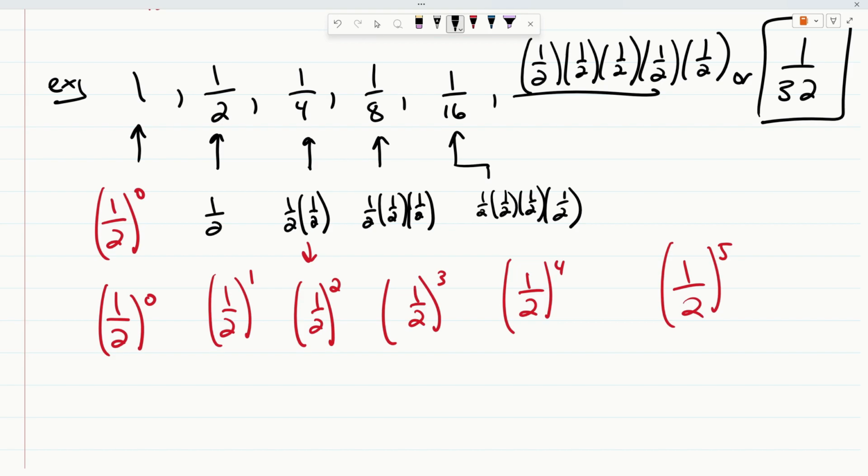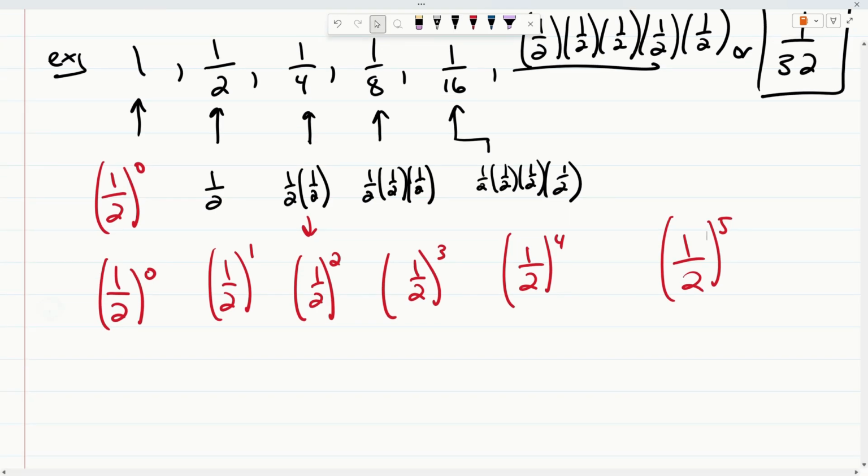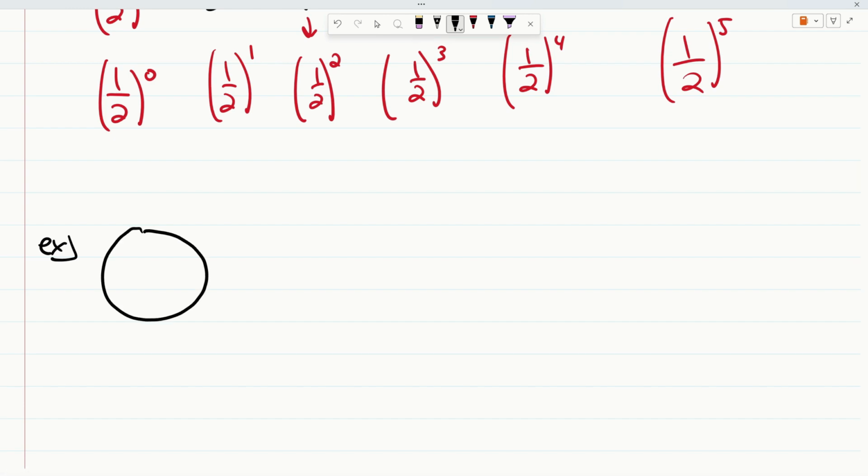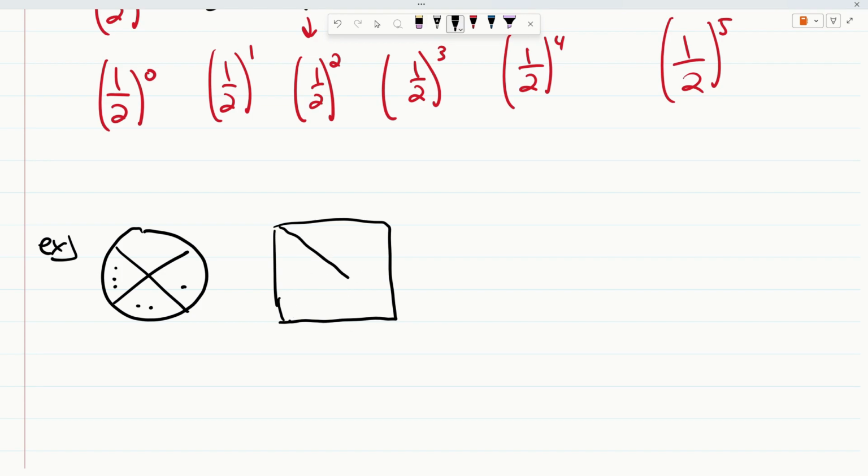The last example I want to go over that deals with inductive reasoning, okay, would be something like using patterns in objects. So something like, here's a circle with an X, and we have 3 dots in the far left, 2 in the bottom, 1 on the right. Then we have a square with an X. In here we have 3 dots, 2 dots, and then 1 dot.